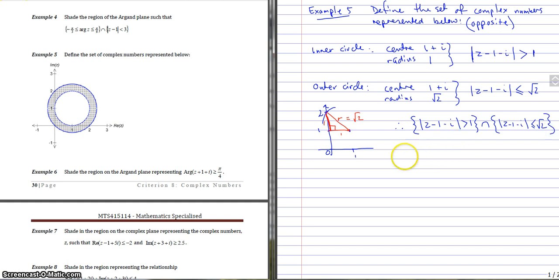Or we could write it in this way, writing our |z − 1 − i| once only. Now we know that it's greater than 1, so we can put the 1 less than that, and that's less than or equal to the square root of 2.